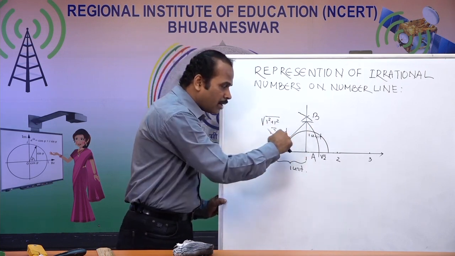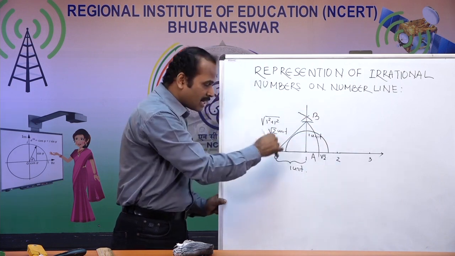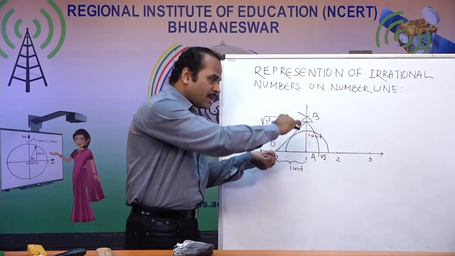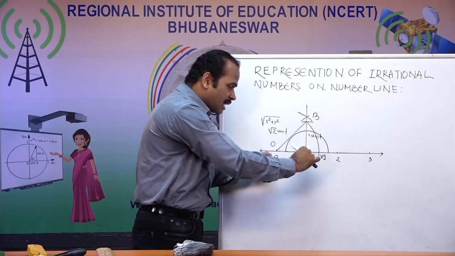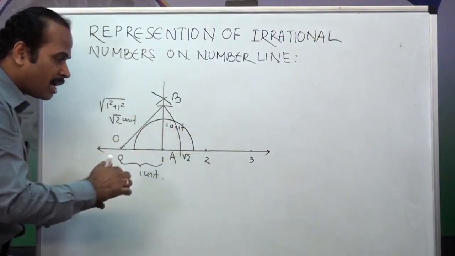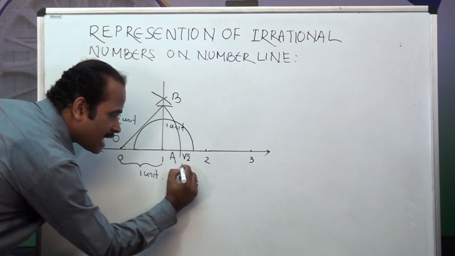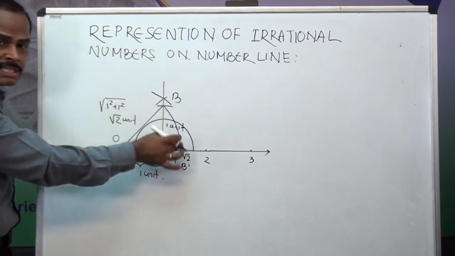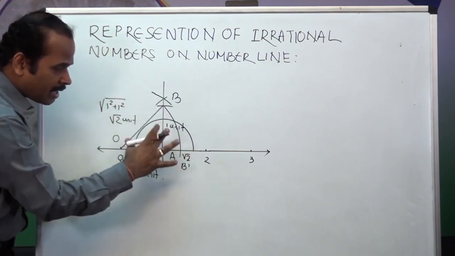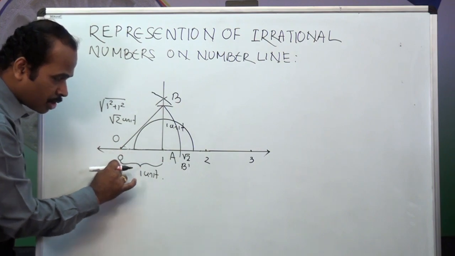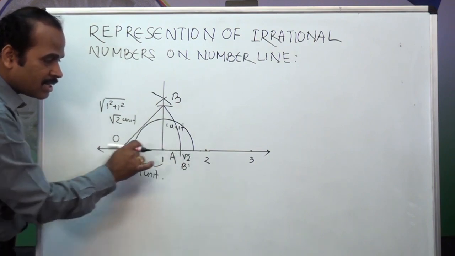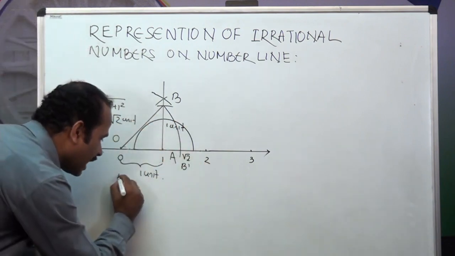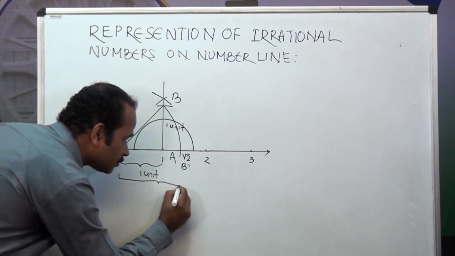Now this length I need to bring onto the number line. So I selected this point O as the center, and OB as the radius. Now keeping this center fixed with my compass, I drew an arc such that OB will be equal to this point. Let me call it B dash, because OB and OB dash are both the same length, being the radius of the same circle. Now this length OB came onto the number line. So from the point 0 to this point B dash, the length is root 2 unit. And this point B dash on the number line represents root 2. So this length I can say is root 2 unit.